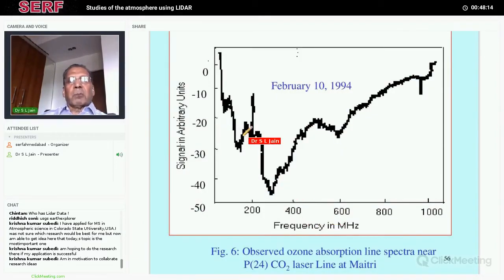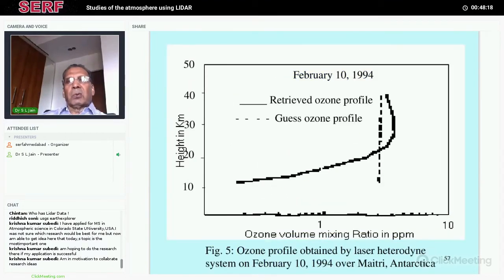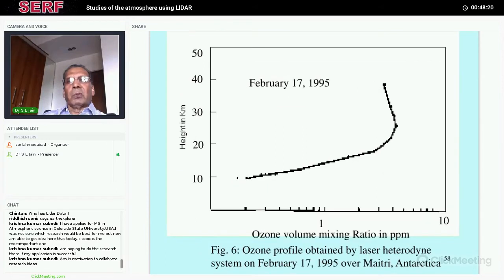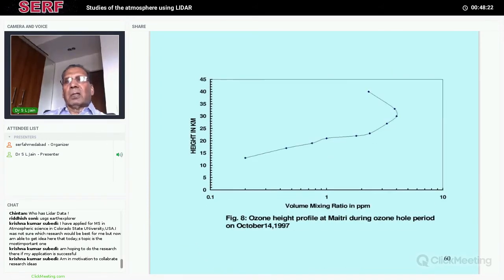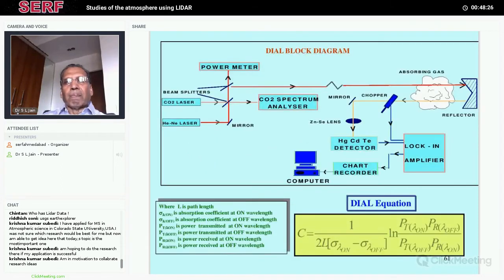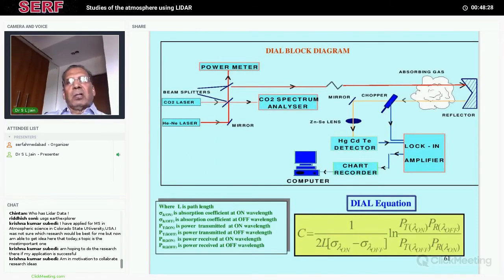So this was the first profile which I got in 1994. And this profile was used to get the vertical profile of ozone. So these are the various results. Then the differential absorption LIDAR which we developed at NPL again uses a CO2 laser. We send the laser beam in a horizontal path, and we use a retro reflector there, so the laser beam comes back and we collect it.